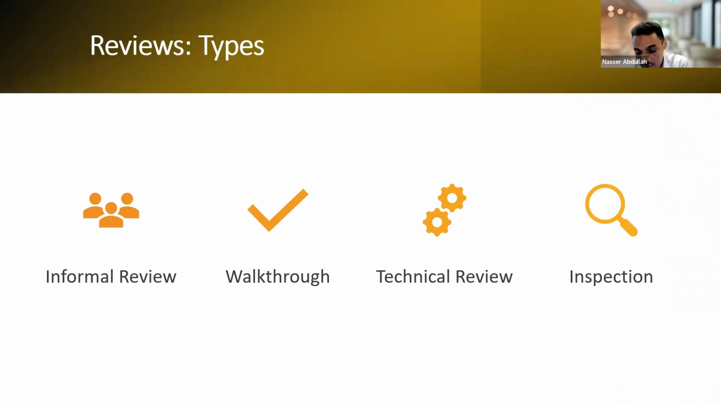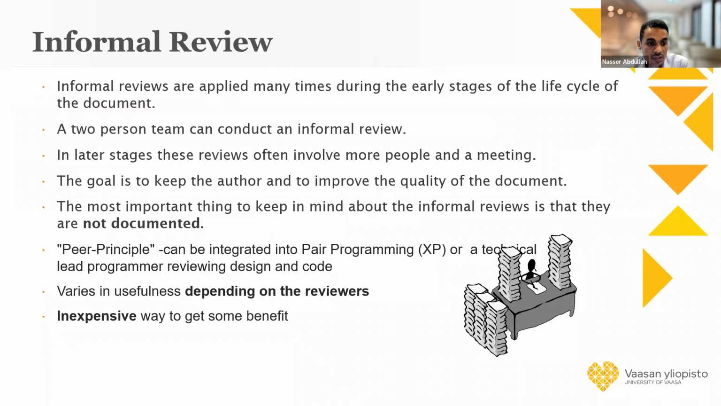Here, as I mentioned, we have 4 types of review: informal review, walkthrough, technical review and inspection. I think we have to go through those quickly. Informal review: if you remember last time, when we talked about one model, I think it was extreme programming, there was a need to review the paper or do pair programming. So this is the same thing here. That is an example of this type of review.